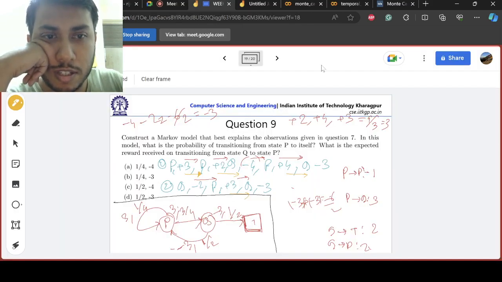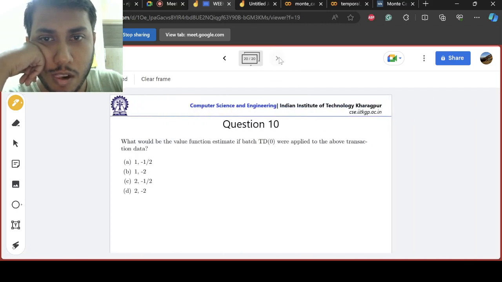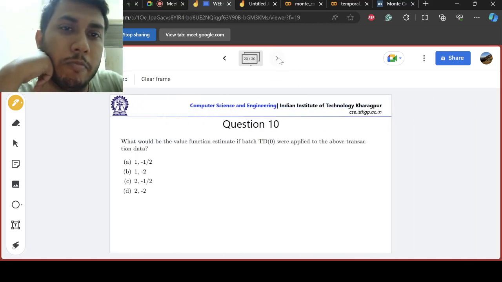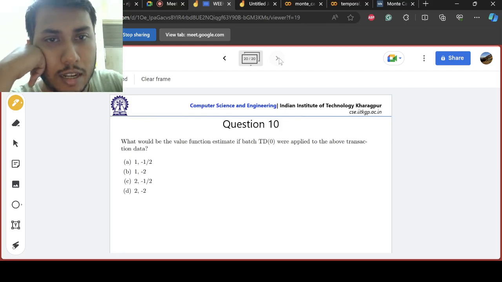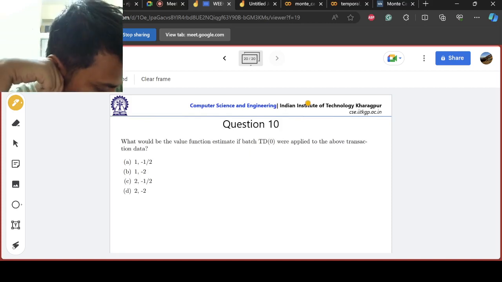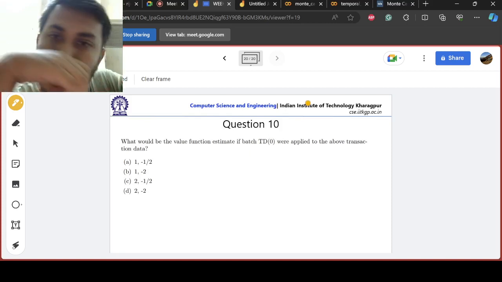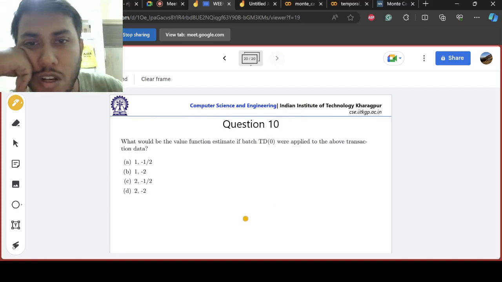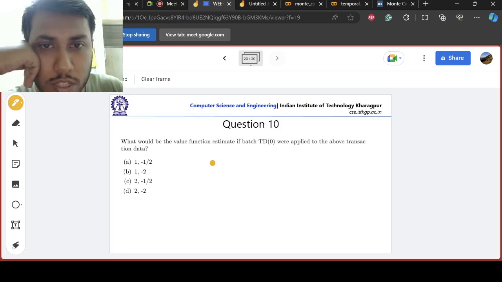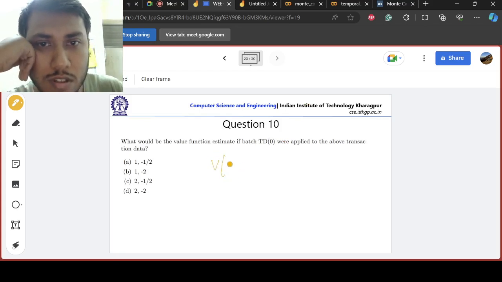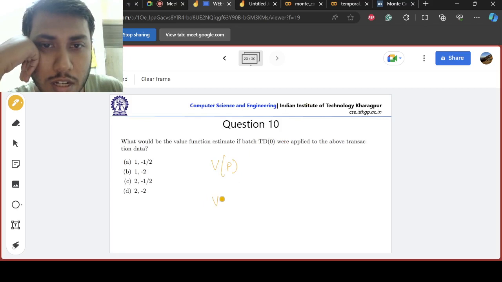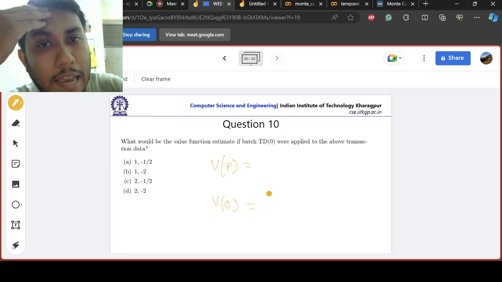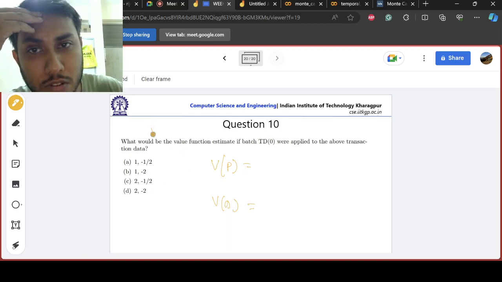Okay, so this one is done. Let's go to the next one. What will be the value estimate if batch TD is applied to the above transitions? A simple way to do this is you have your value P and your value Q, and you directly apply your Bellman equations.